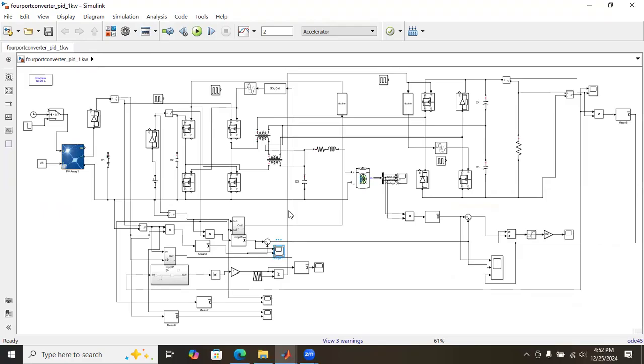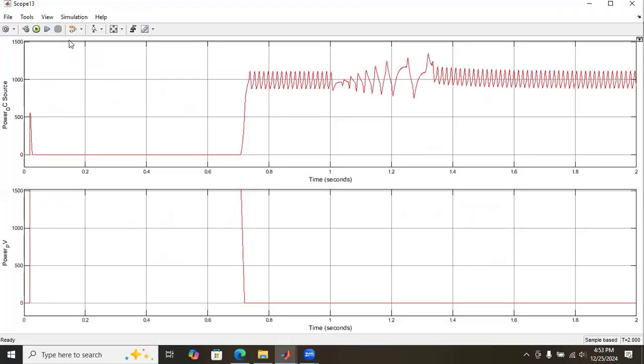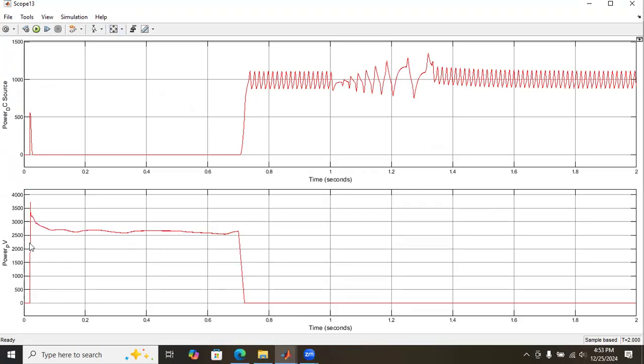This is the power of PV plus DC voltage source. Here the first one is the power of DC source. It is 0 initially. And the power of the PV panel is around 2500 watts we are getting. And after 0.7 seconds, the PV is not generating any power, so the power reaches 0. And the DC source is providing the power of 1000 watts.